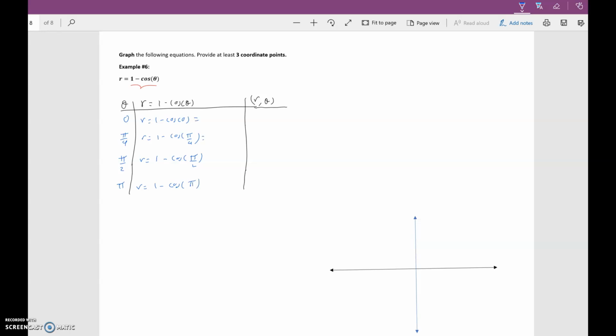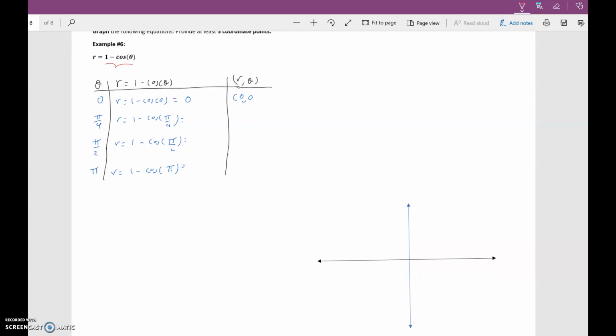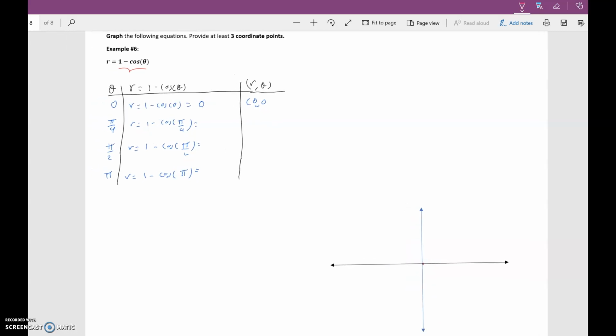Okay, so let me tell you what I'm getting for each of these. If you get a messy decimal approximation, that's actually fine. For the first one, cosine of 0 is 1, so technically I'm getting 0. So 0 comma 0. And remember that these are not rectangular, these are polar. So the first coordinate point is going to be at the origin.